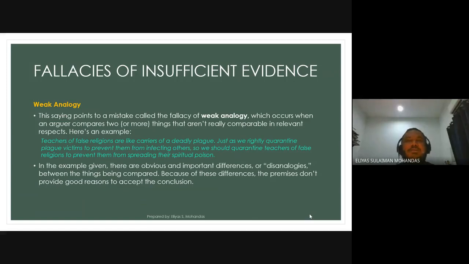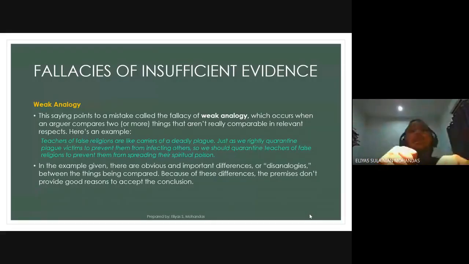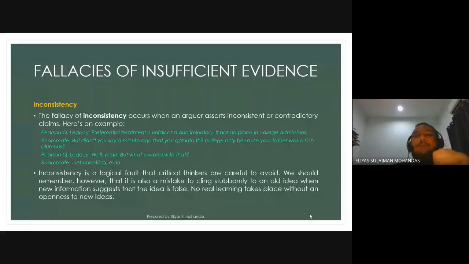So sometimes giving a weak analogy can also be a trap to people who do not possess good critical thinking abilities. They will easily fall into this trap. Tapi kalau kita critical enough, we can see that the analogy is not right. Okay. And the last one is inconsistency.